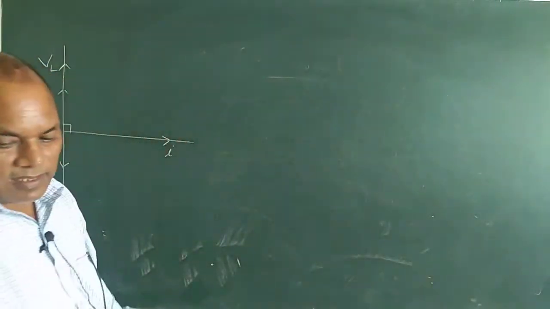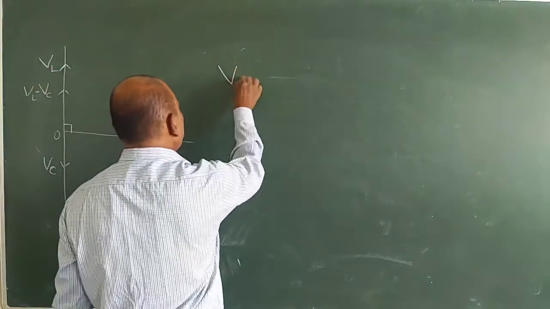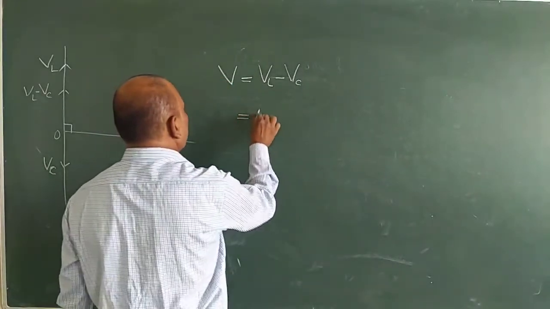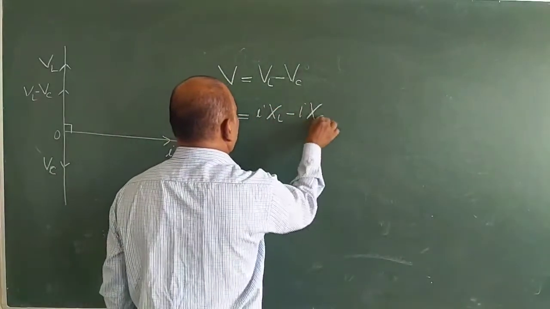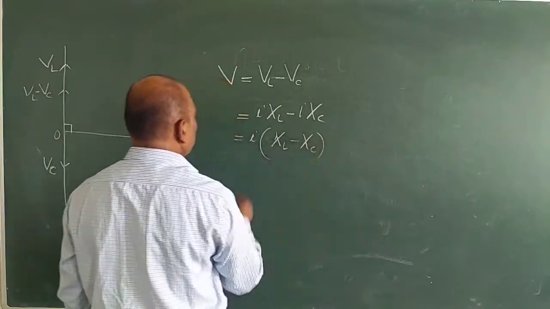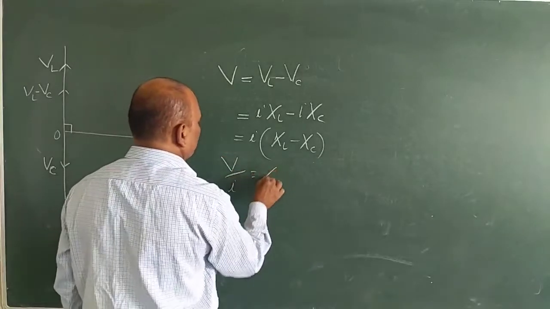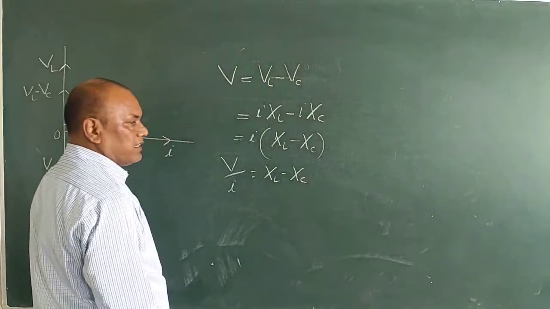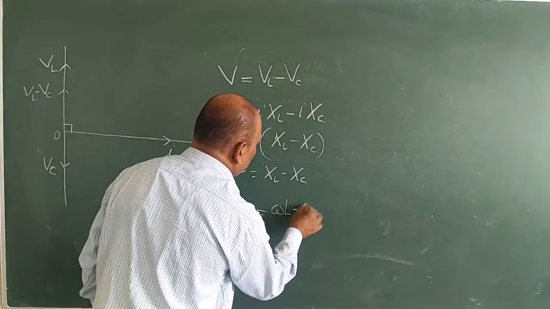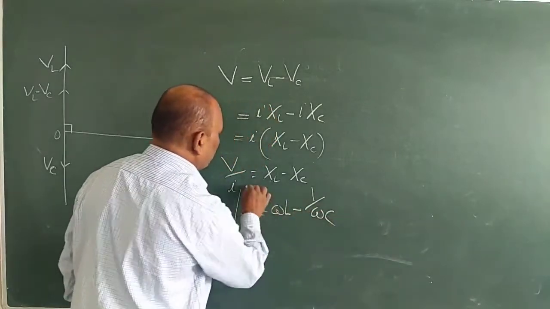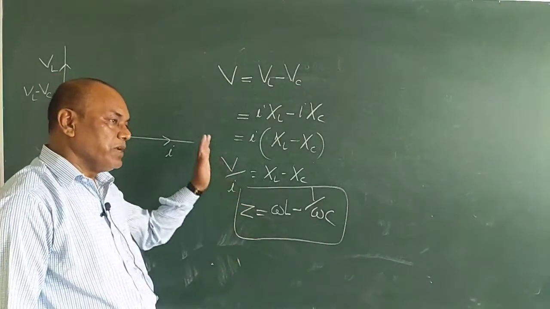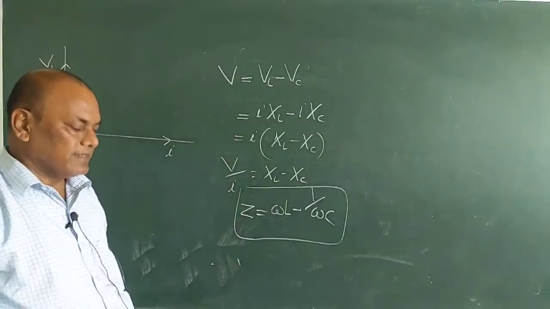So we can say that the resultant voltage V is equal to VL minus VC. This will be IXL minus IXC. I take out XL minus XC. So V upon I is equal to XL minus XC. This V upon I is called Z. Z is equal to XL, that is omega L, minus 1 by omega C. From this formula, you may calculate the impedance of this LC circuit.